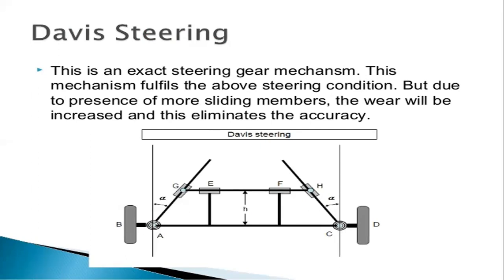In this Davis steering gear mechanism, due to the presence of more sliding members, the wear will be increased and this eliminates the accuracy of the steering gear mechanism. But when it is used, this is an exact steering gear mechanism. When we are using sliding pairs, it has more friction. More friction means more work. That is why it is going to wear out early.